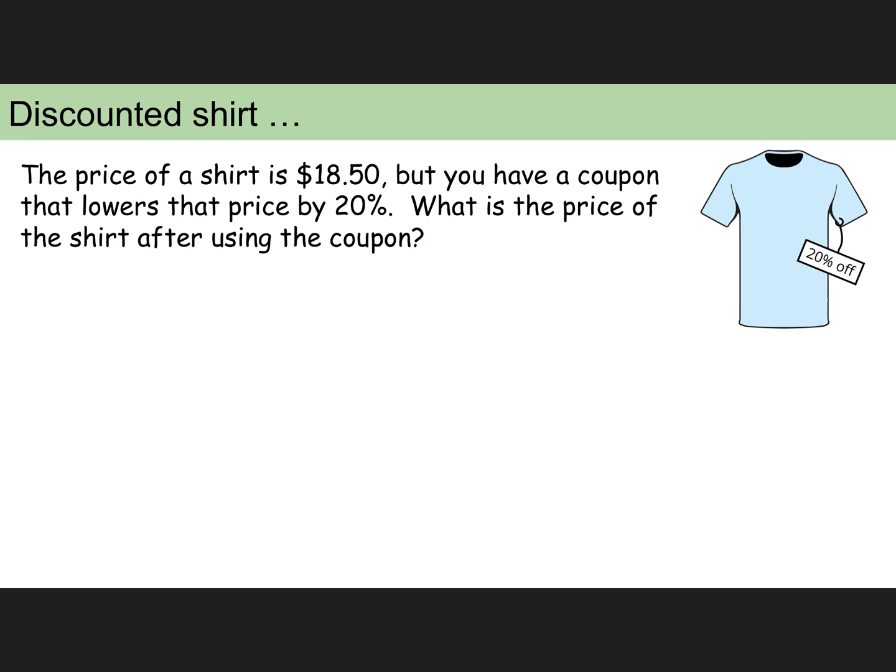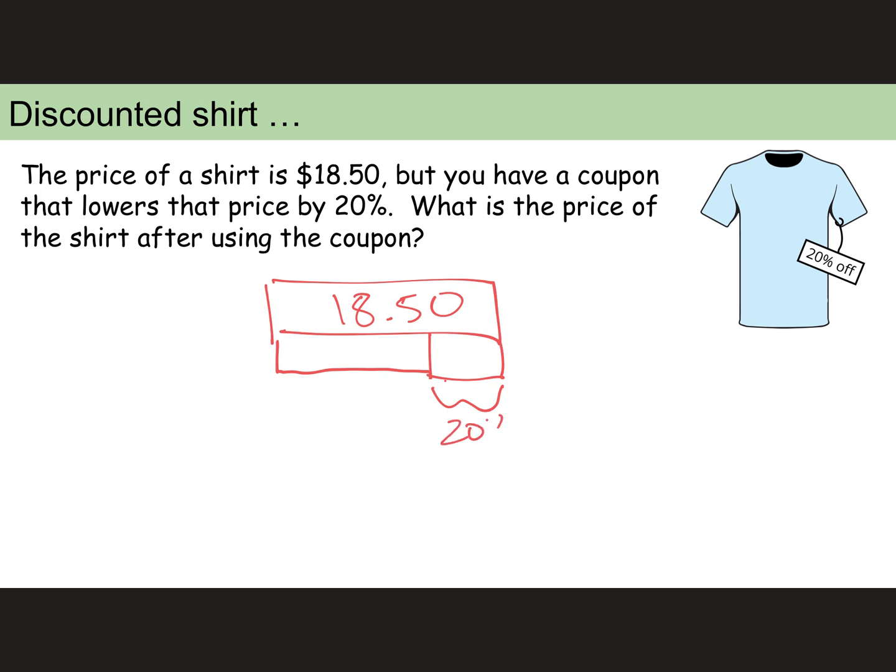Okay, last one. This is going to be a percentage decrease. The price of a shirt is $18.50, but you have a coupon that lowers that price by 20%. So it's going to be 20% cheaper than $18.50. What is the new price of the shirt? So the original shirt is $18.50, and the new shirt is going to be 20% less. The original shirt is 100%. So what is the cost of the new shirt?